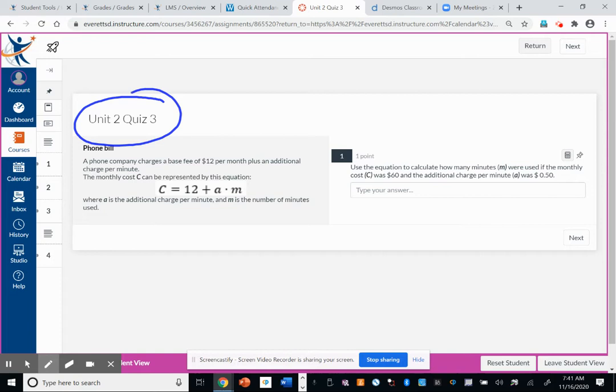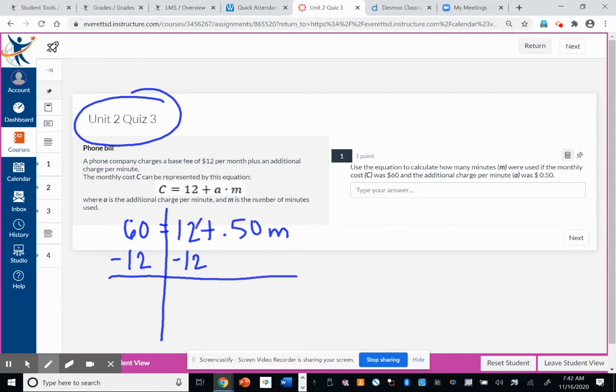So you would set up and plug in what you know. What we know is the monthly cost was 60. That's equal to 12 plus, we know that the charge per minute was 50 cents, so A is 0.50 M. And we're trying to solve for M. So our first step in doing so is to subtract the 12. So that's 0 over there, and then 60 minus 12 is 48.